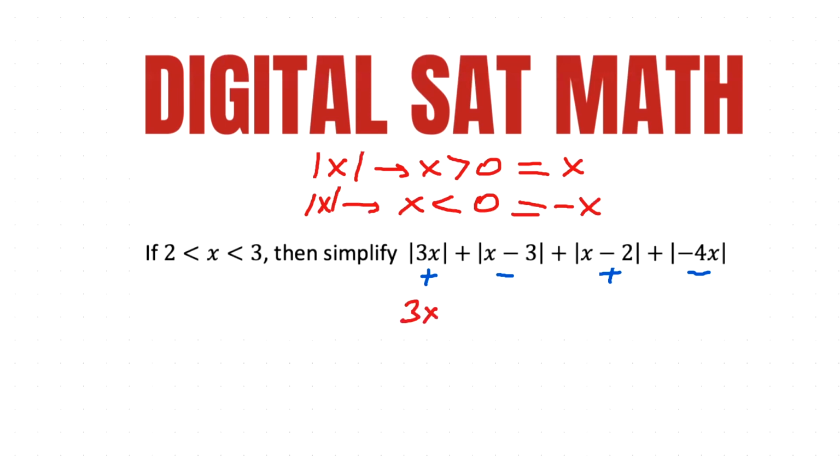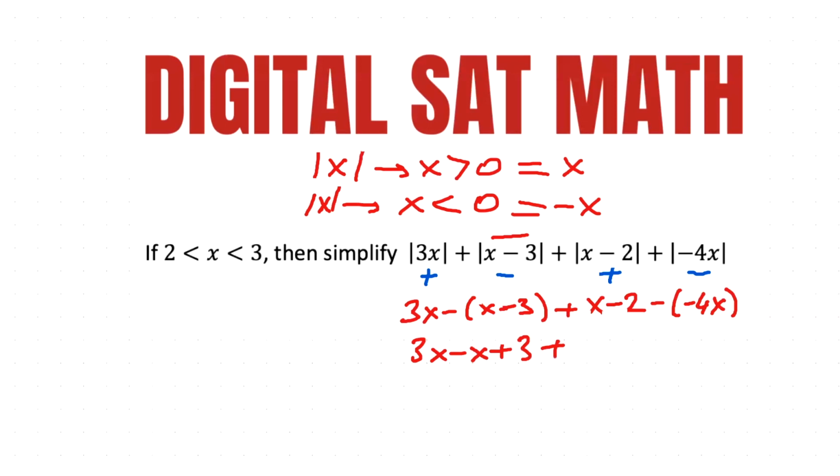And inside, for the second one, this is negative, so we have to have a negative in front of the absolute value, x minus 3. And this is positive, so I'll just put it as x minus 2. This one is also negative, so it needs to come out as negative. But there is also a negative inside, so I have to put it in parentheses to calculate it.